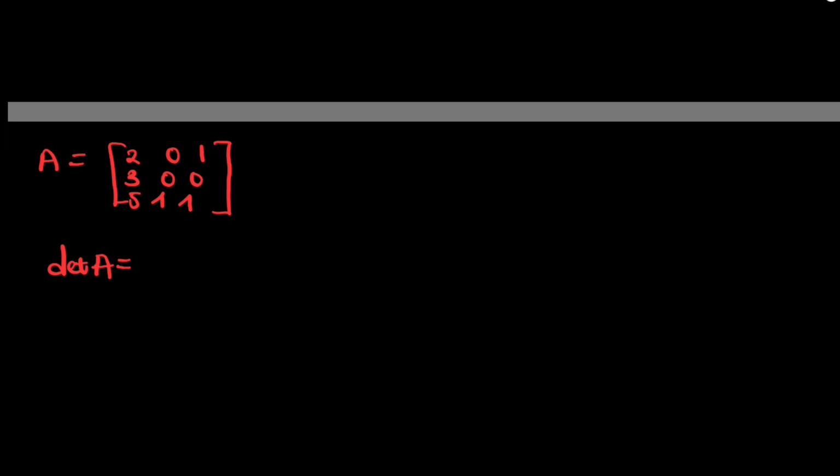So before we do this, we need to know the signs: plus, minus, plus, minus, plus, minus, plus, minus, plus. So this tells you that 2 will have a plus, 0 will be minus, and 1 will be plus. So we are just doing that to know the signs.